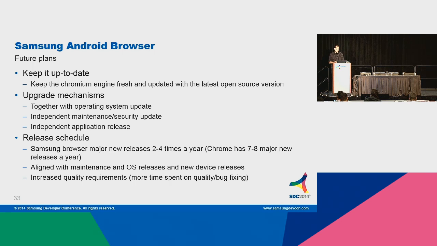In terms of our release plans, we plan to make slightly fewer releases than the Chrome engine itself. Chromium has seven or eight major releases every year. We feel this is perhaps a little bit overwhelming. So we're only targeting 2 to 4 major releases every year. And we also plan to align these releases with new hardware releases. So as we might announce new Galaxy mobile devices, we might, together with that, announce new Samsung browser versions as well.